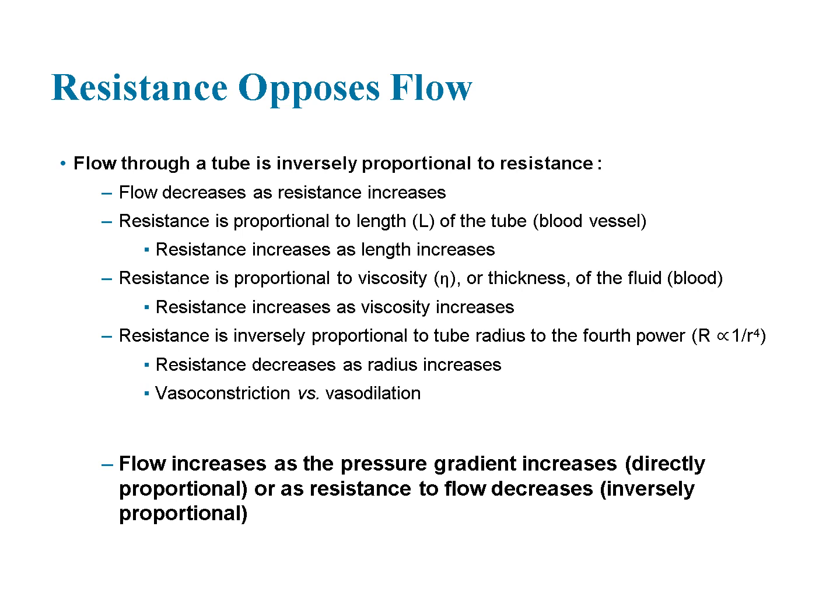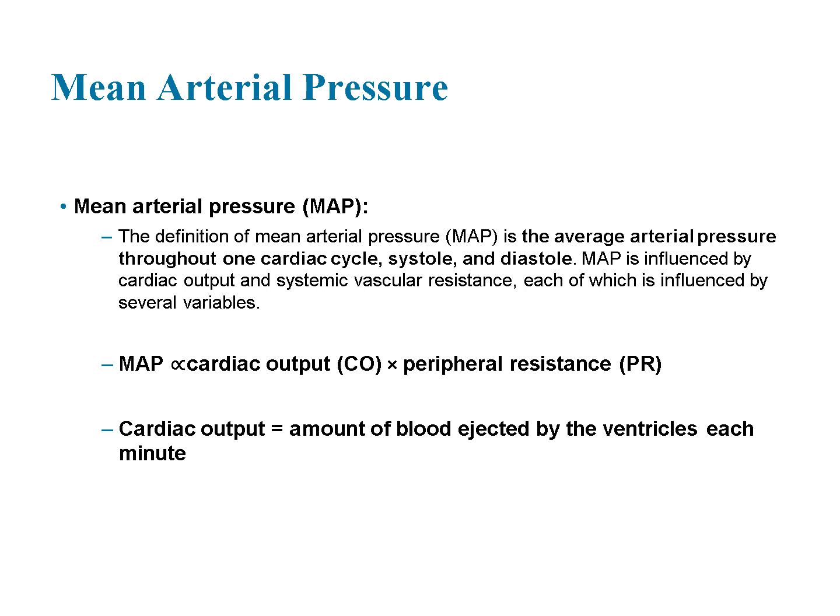Vasoconstriction, or narrowing of blood vessels, increases resistance and reduces flow, while vasodilation, or widening of vessels, decreases resistance and improves circulation. Ultimately, blood flow depends on both the pressure gradient and resistance. Flow increases when the pressure gradient rises, and it decreases when resistance to flow is high. This dynamic regulation ensures that blood reaches the tissues that need it most, adapting to the body's ever-changing demands. Mean arterial pressure, or MAP, is a key measure of overall blood pressure regulation.